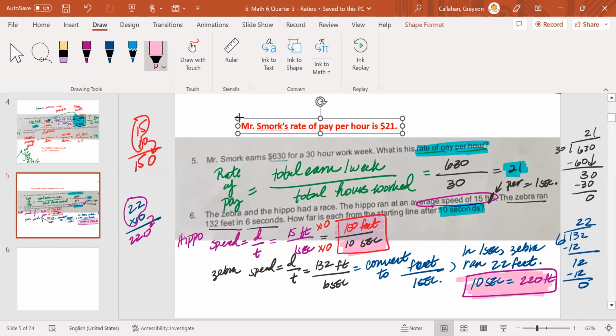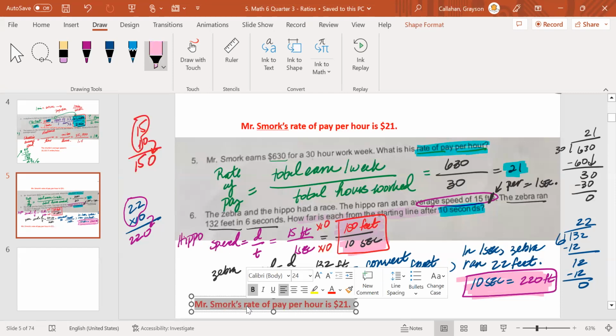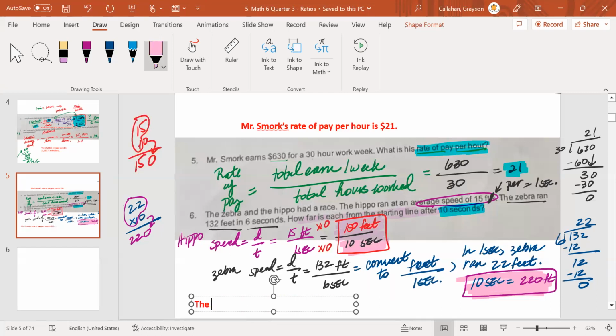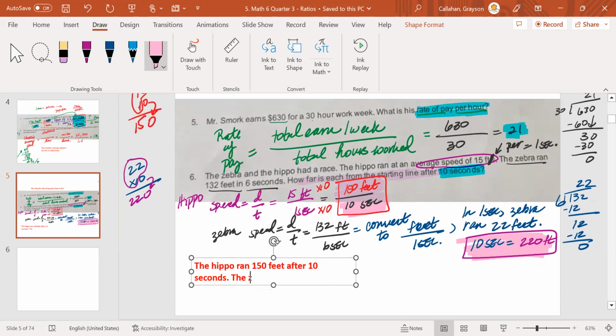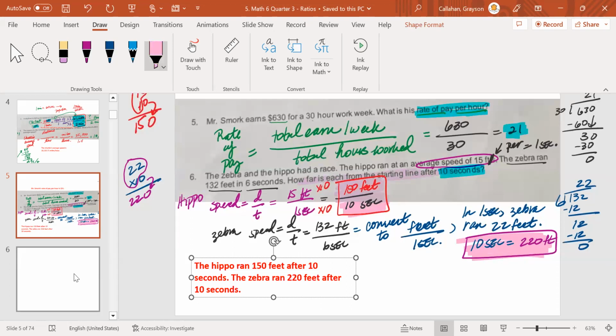So we need to go ahead and re-answer this question. And remember, I always ask you to look at the very back. It says, how far is each from the starting line after 10 seconds? Well, there's two of them, right? The hippo ran 150 feet after 10 seconds. The zebra ran 220 feet after 10 seconds. And that's your answer. Okay.